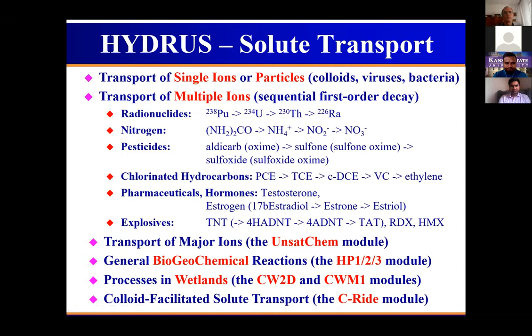It can be used to simulate single ions or multiple ions, and these ions must be subject to sequential first-order decay. And here I give a couple of examples: radionuclides, nitrogen, pesticides, chlorinated hydrocarbons, pharmaceuticals, explosives, etc. And then for more general chemical problems, we have these specialized modules, and I will be talking about them in the last part of today's lecture.